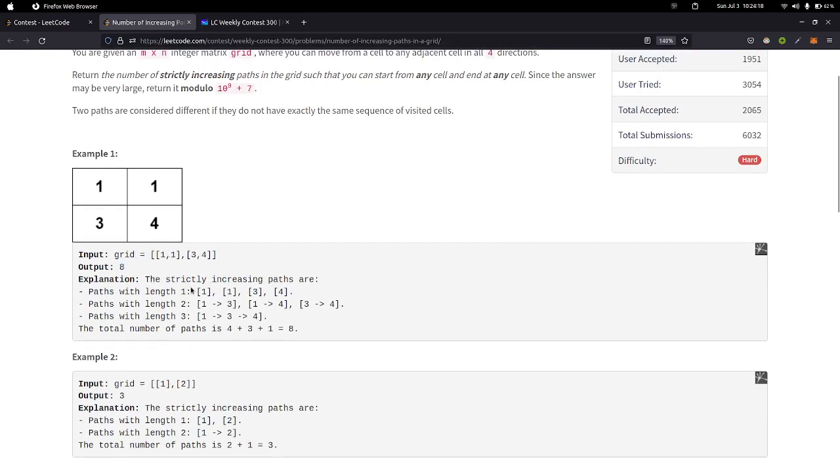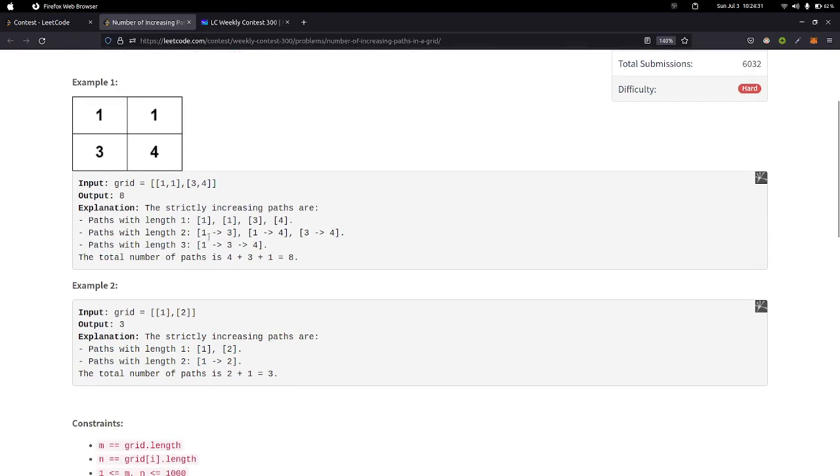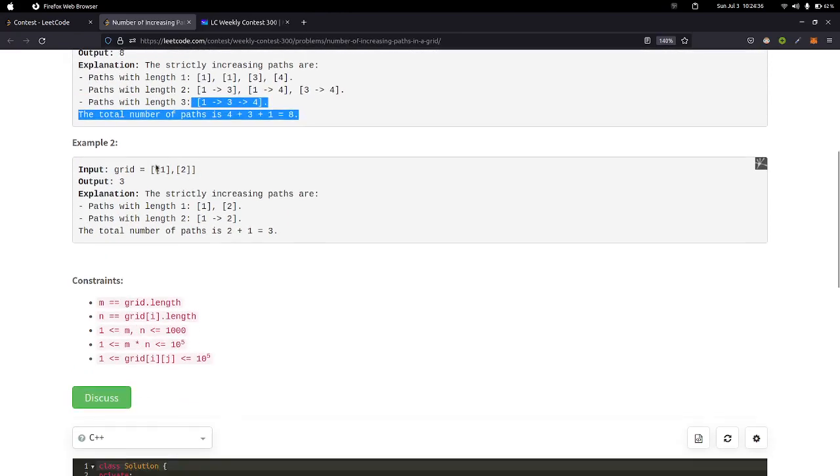So you can see the paths with length 1 are all the elements itself, and then 1, 3, 1, 4, 3, 4 are length 2 paths, and then 1, 3, 4 is the length 3 path, right? So the total number of paths will be 8. Cool. Similarly for this case, we have 3 for 1, 2, and then 1 to 2.